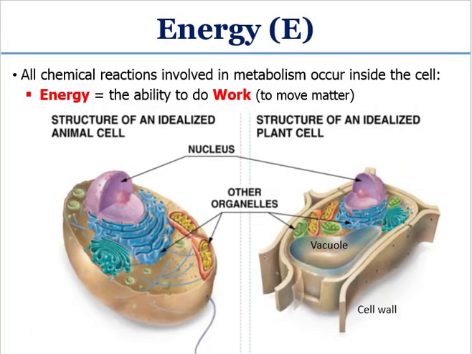Let's take a look at our eukaryotic cell types and compare a consumer to a producer at the cell level. The only way to convert energy is to be inside the cell where special protein enzymes are at work running very specific types of catabolic or anabolic reactions. Energy is defined as the ability to do work, and work is calculated by the formula force times distance, so F times D.